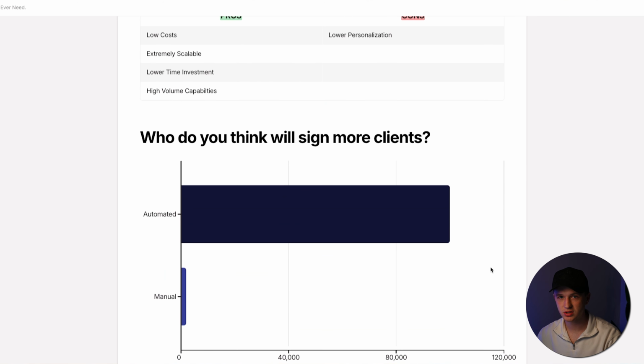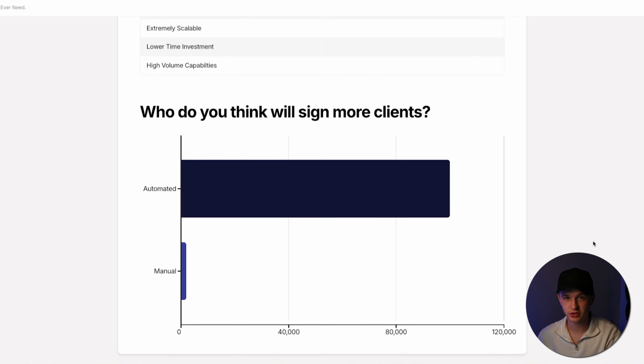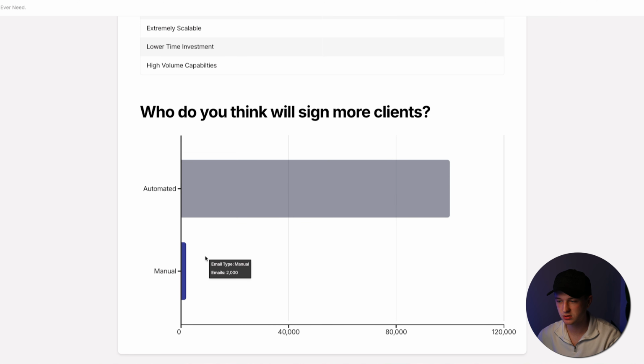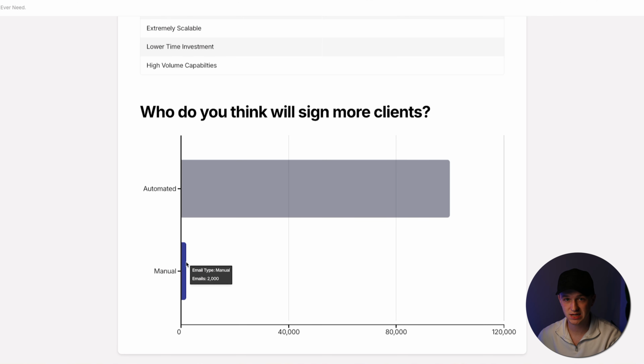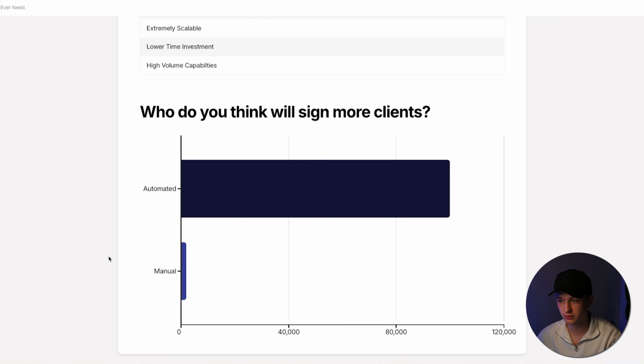So another way to think about it is, who do you realistically think is going to sign more clients? The guy who sends 100,000 automated emails that are somewhat personalized, but not 100% manually written, or the guy who sends 2,000 manual emails, right? Who do you think is going to sign more clients? And also, who do you think it's going to take more time? Because I know for a fact, I've never even sent 2,000 manual emails. That would take ages. I don't have time for that, and most likely you don't either.